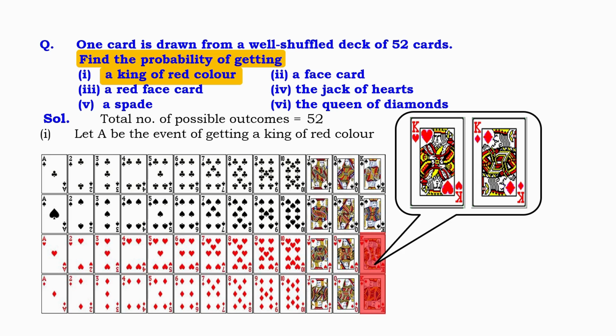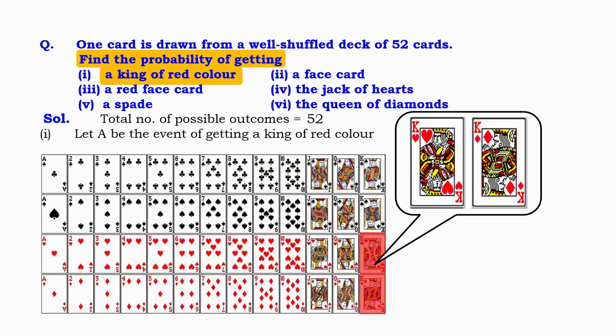So now we need to find the probability of getting a red color king. In each type of card, there is only one king. So if we divide the cards into 4 groups, then for a red king we have only 2. As you can see in the picture, there are only 2 red color king cards.